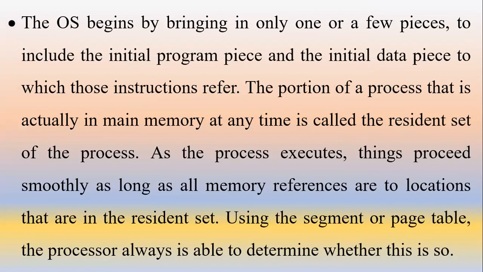The operating system begins by bringing in only one or a few pieces, to include the initial program piece and the initial data piece to which those instructions refer. The portion of the process that is in main memory at any time is called the resident set of the process. As the process executes, things proceed smoothly as long as all memory references are to locations that are in the resident set. Using the segment or page table, the processor is always able to determine whether this is so.